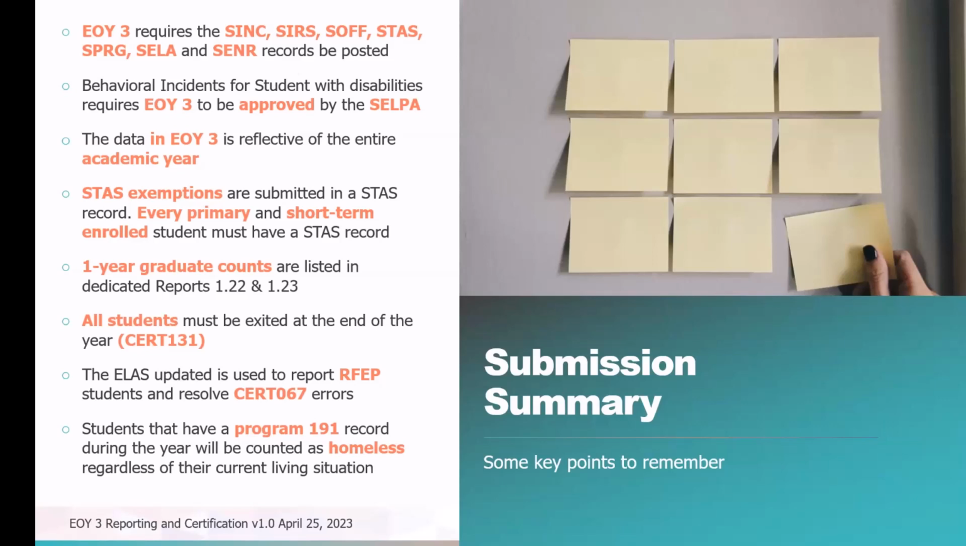So you want to review those students' records, not just to resolve the Cert 67, to ensure that the student information is updated. Probably a Cert 004 will accompany this. They come in tandem. But if you have missing student information and missing student English language acquisition, what's the likelihood that program data was submitted, right? So it's a catch-all. Then students that have program 191 will be counted. They were reported at any time during the year, regardless of their current living situation.